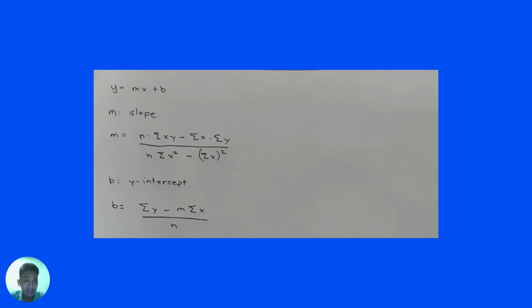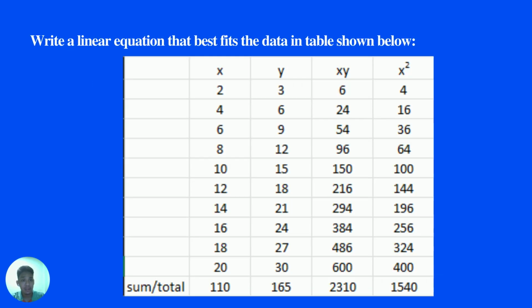And our b is our y-intercept. The formula for b is the summation of y minus m times the summation of x, over n. So in order for us to get b, we first have to get our m, or our slope. Since we already have our summations here, we can directly solve for our m and for our b.